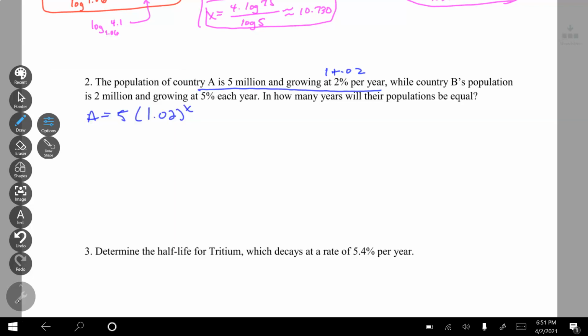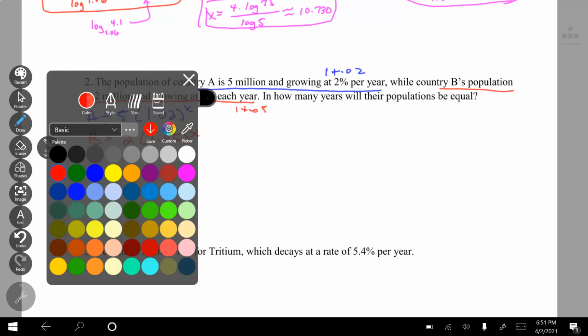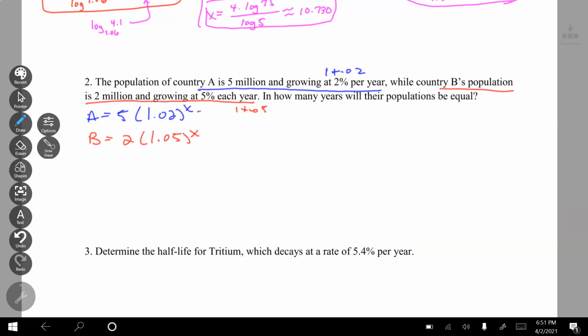Then I have country B, which is also growing. So I have to do 1 plus 0.05. I get B is equal to 2 times 1.05 raised to the x. And instead of doing this in the graphing calculator, I'm going to make these equal to each other. 5 times 1.02 to the x is equal to 2 times 1.05 raised to the x.